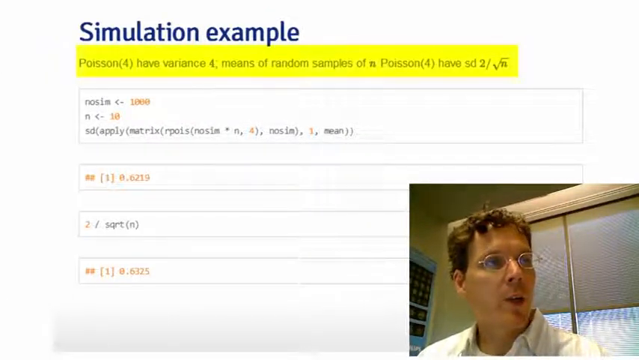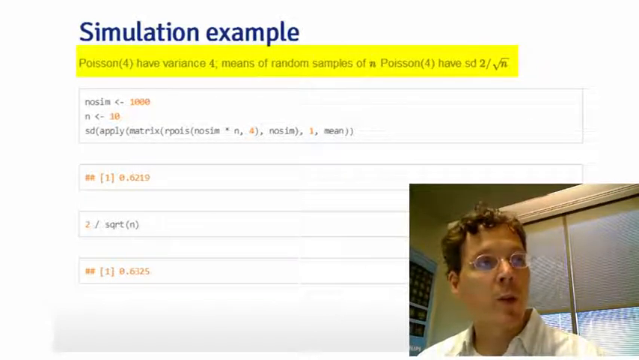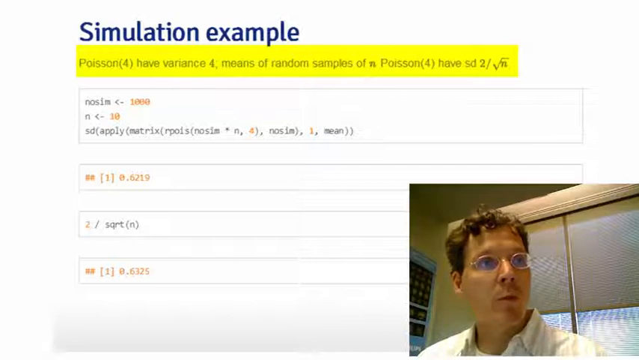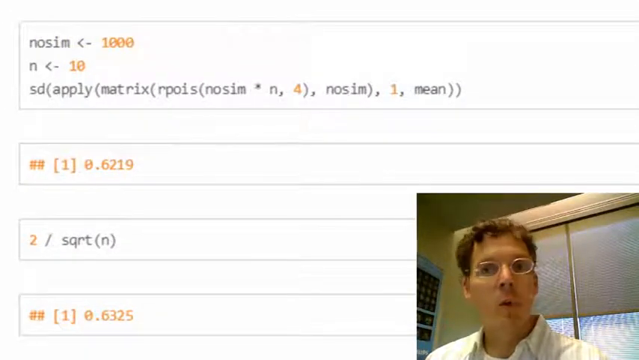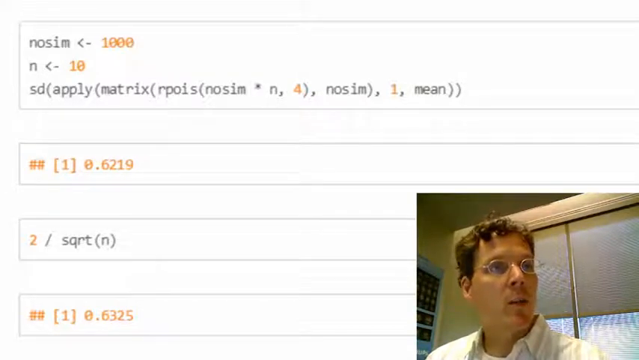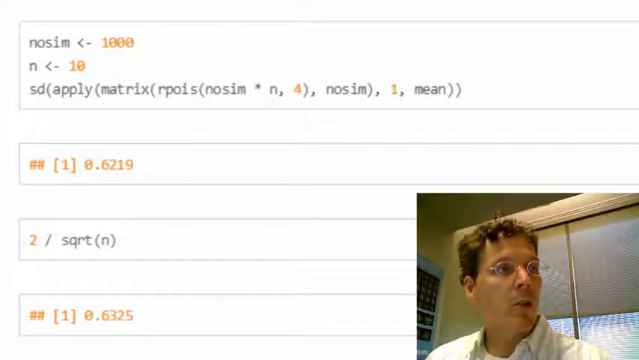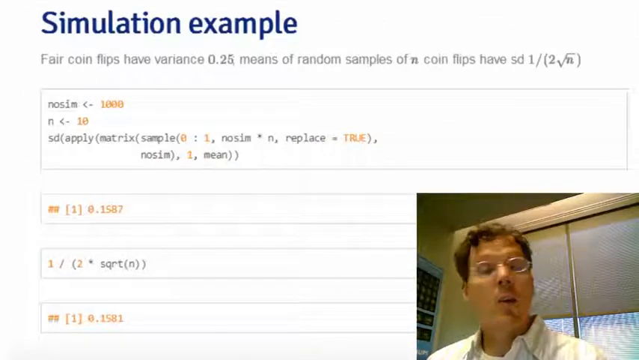Poisson 4s have a variance of 4. Poisson is a distribution that we'll cover later on in the class, but for the time being, just think of it as a discrete random variable that happens to have a variance of 4. So means of random samples of n Poisson 4s must then have a standard deviation of 2 over square root n, according to our rule. Here I do it, and I get 0.62 when I empirically simulate lots of averages of size 10 of Poisson 4s and take the standard deviation of thousands of them. If I do 2 over square root n, I get 0.63. So maybe off by a little bit, but beef up the number of simulations and you'll get it much closer. So let's go through one more example.